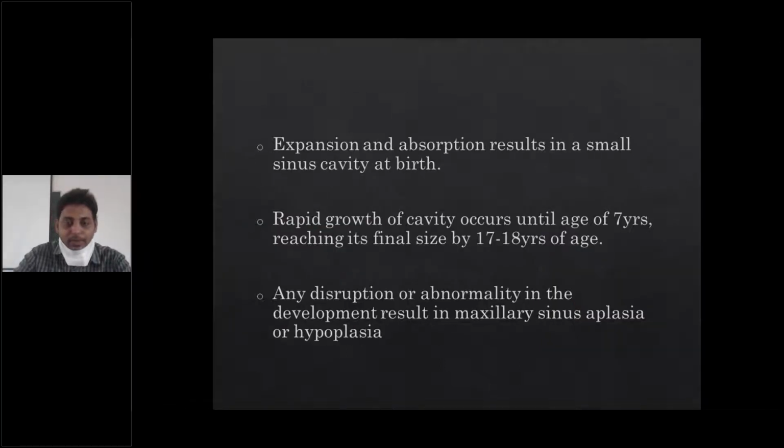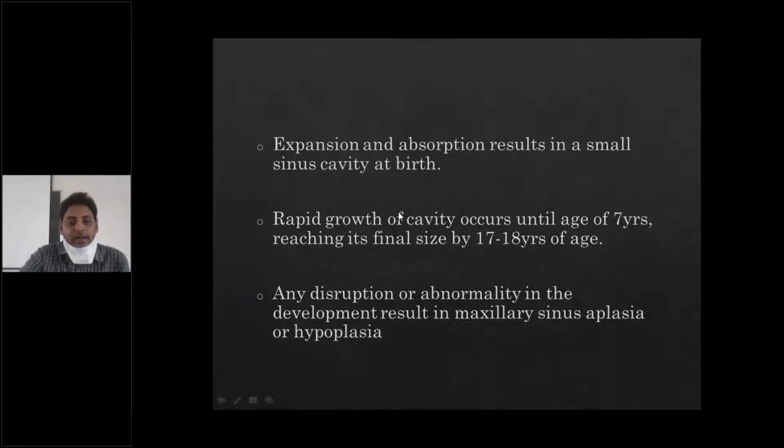Coming to the development of the maxillary sinus, expansion and absorption result in a small sinus cavity at birth. And another MCQ here: the sinus which is present at birth is the maxillary sinus. Another sinus is also present at birth, which will be discussed later. So the two MCQs here are: the sinus which first starts to develop is the maxillary sinus, and the sinus which is present at birth is the maxillary sinus.